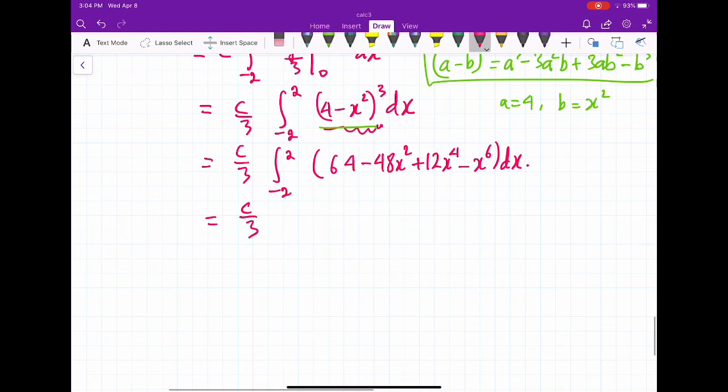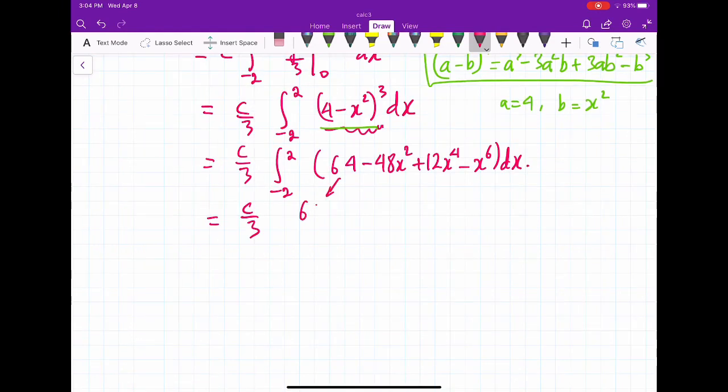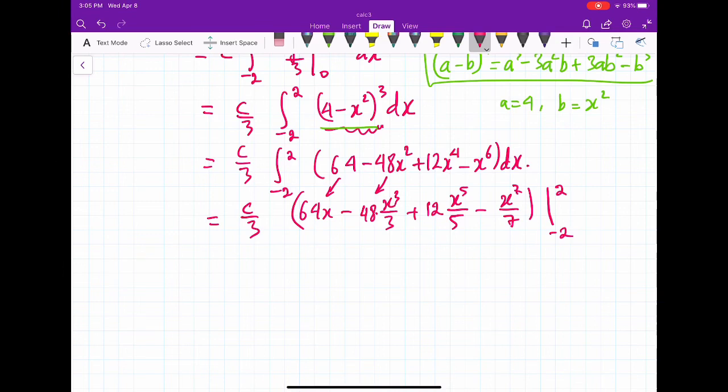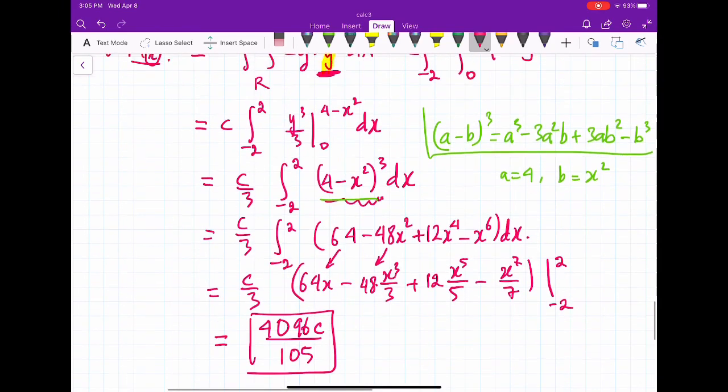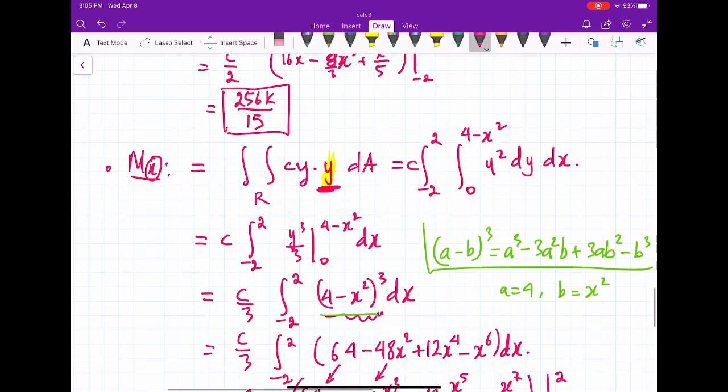You have c over 3. This gives you 64x, minus 48x cubed over 3, and here you have plus 12x to the 5th over 5 minus x to the 7 over 7, evaluated from -2 to 2. Okay, so basically that is equal to 4096c over 105. That is the moment of the mass with respect to the x-axis.